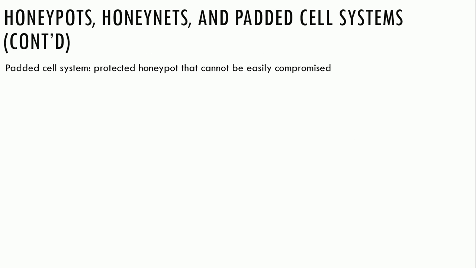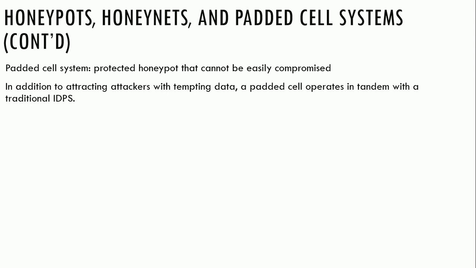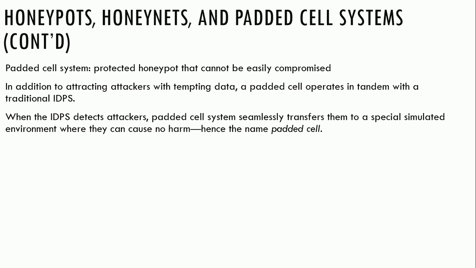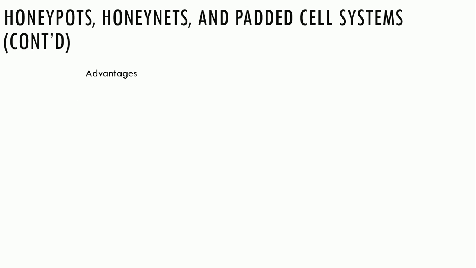So a padded cell system is basically a honeypot that cannot be easily compromised. In addition to attracting attackers with tempting data, the padded cell operates in tandem with the traditional IDS. So the IDS we talked about before, when it detects an attack, is going to set up a walled garden for the attacker and move them seamlessly into that padded cell, into that walled garden where they can't do any damage. And it lets them do whatever they want inside that walled garden until they get tired of it and move on. So that's an example of a padded cell.